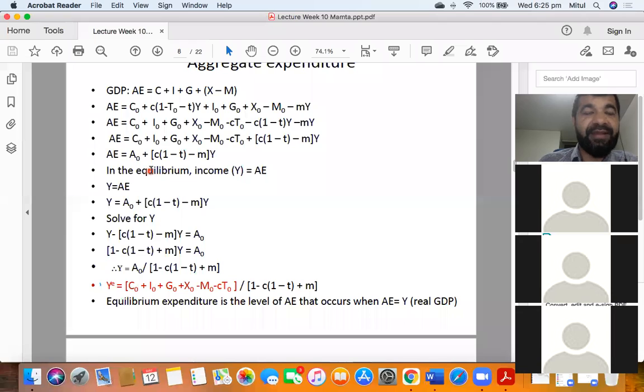Yes. And in the equilibrium income, Y is equal to aggregate expenditure, Y is equal to AE. So here, aggregate expenditure, AE, is equal to the whole figure in here.